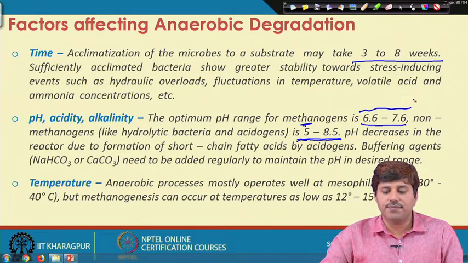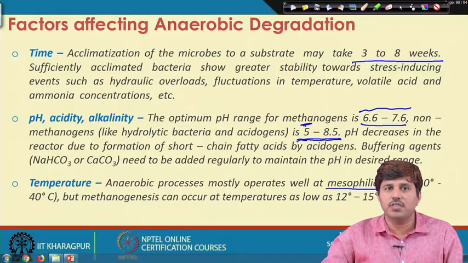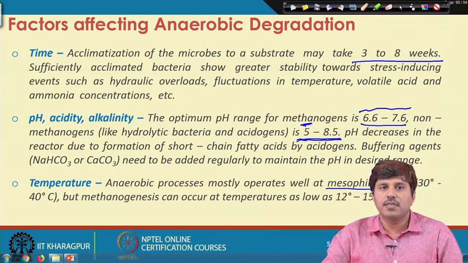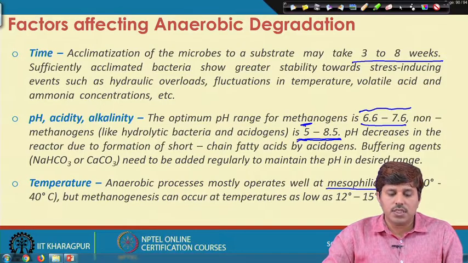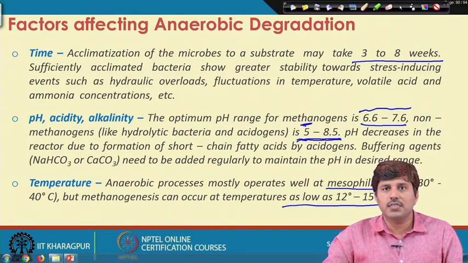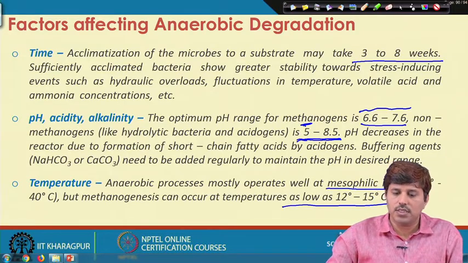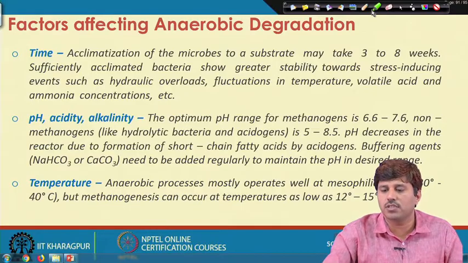Then of course there is the effect of temperature. Anaerobic processes mostly operate well in the mesophilic range, that is the optimum range of 30 to 40 degrees, the best temperature range for anaerobic processes. Okay. Methanogenesis can occur at temperatures as low as 12 to 15 degrees Celsius, but it is more effective if the temperature is maintained in the good mesophilic range.